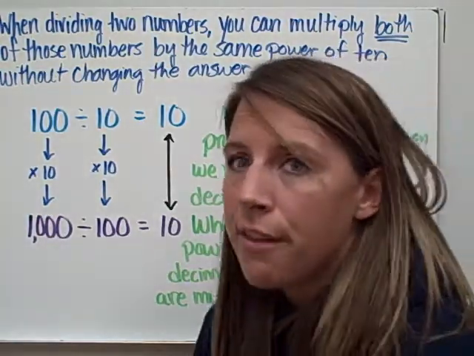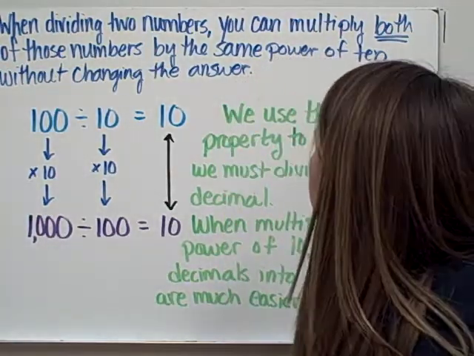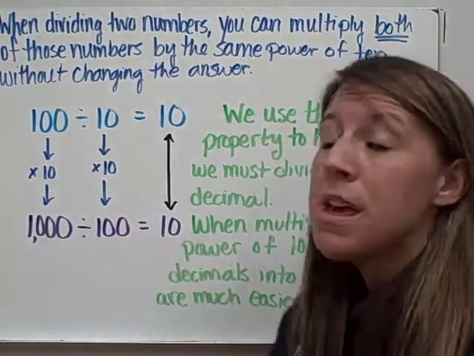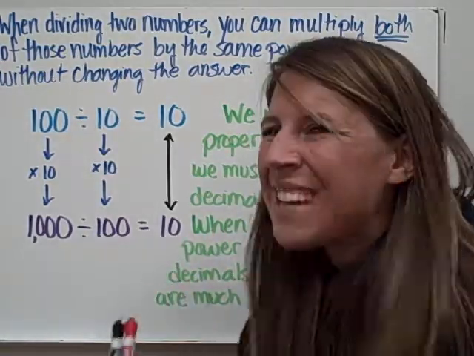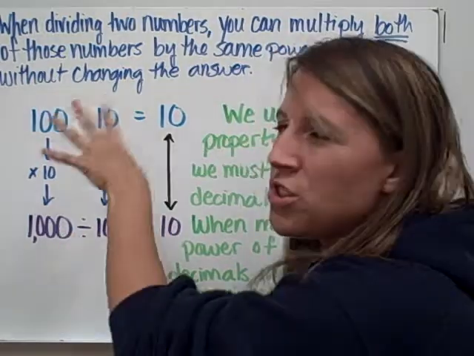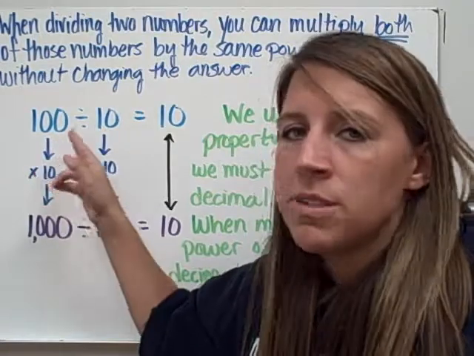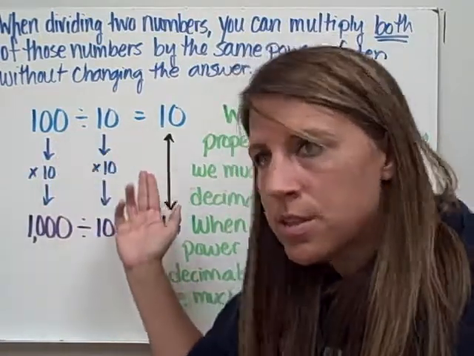Now here's the good stuff. When you're dividing numbers, you can multiply both of the numbers by any power of 10, the same power of 10, and it's not going to actually change your answer. Check this out. This is a non-decimal example. If I have 100 divided by 10, the answer is 10.